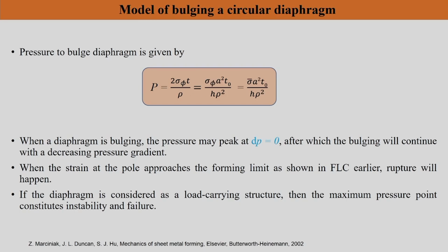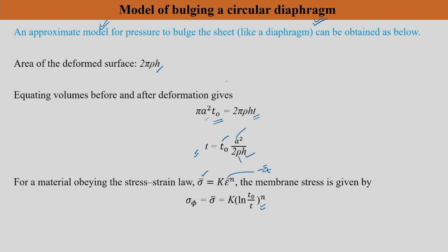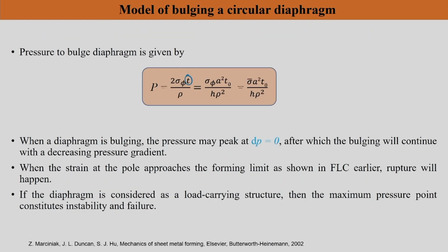What I am going to do is very simple. In place of T, which is the new thickness, I am going to put my previous equation: T is nothing but T naught a square by 2 rho h. I will put that in, and finally I will get this equation, and instead of that I can write sigma bar a square T naught divided by h rho square.